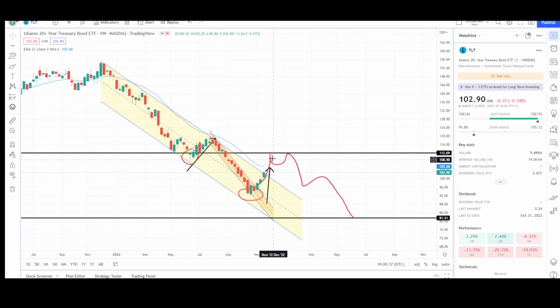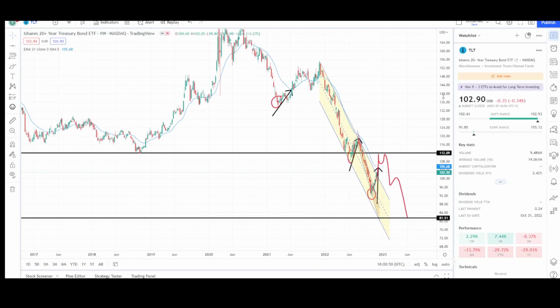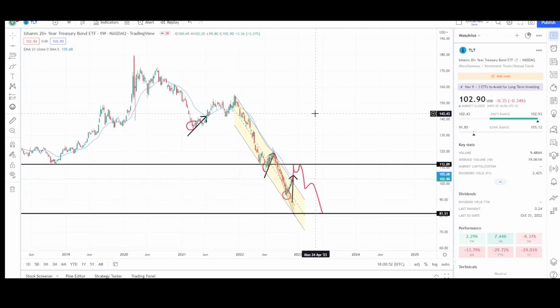But I'm looking for a resistance. I'm looking for price to find resistance at this 110-112 level, and then continue lower to exceed the previous 52-week lows, and then reach the all-time lows right around the low 80s. So that's everything I have for TLT this week, and I'll give you guys an update next week, Saturday.